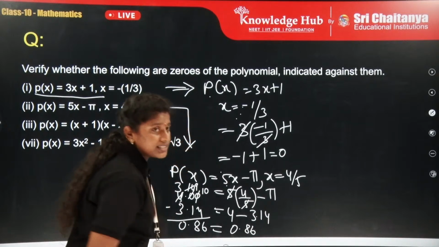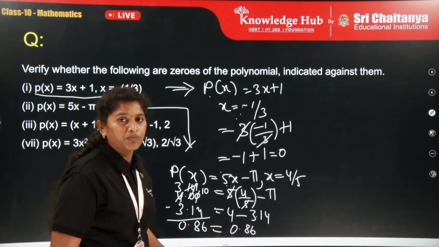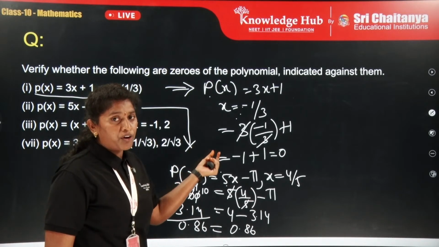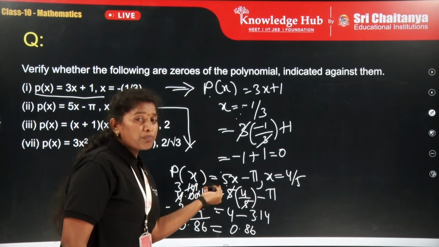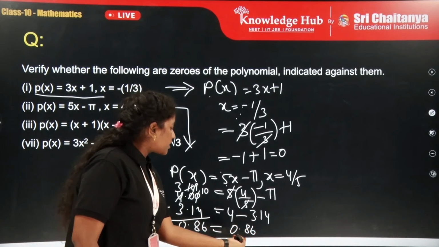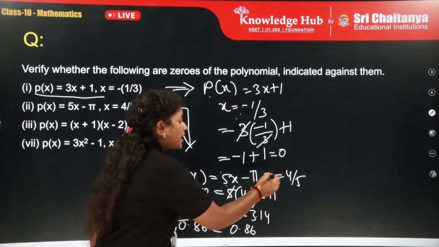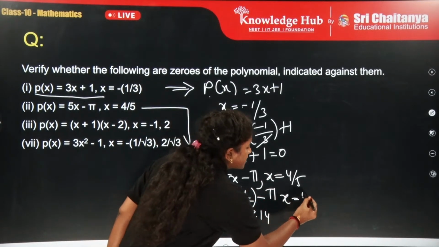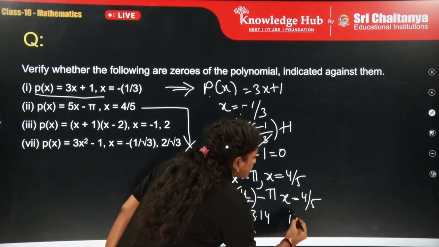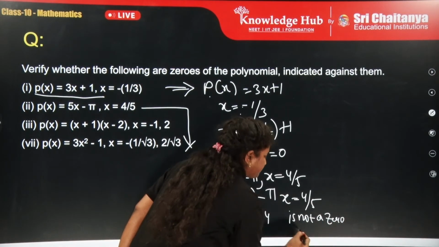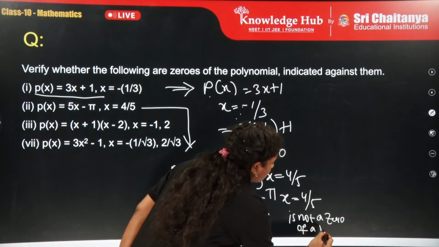I am getting 0.86, which is not equal to 0. If my x value is the zero of the polynomial, then the value of the polynomial should equal 0. But here I am not getting the polynomial value as 0. So that is the reason x = 4/5 is not a zero of the polynomial. Clear? Let's solve for the next one.